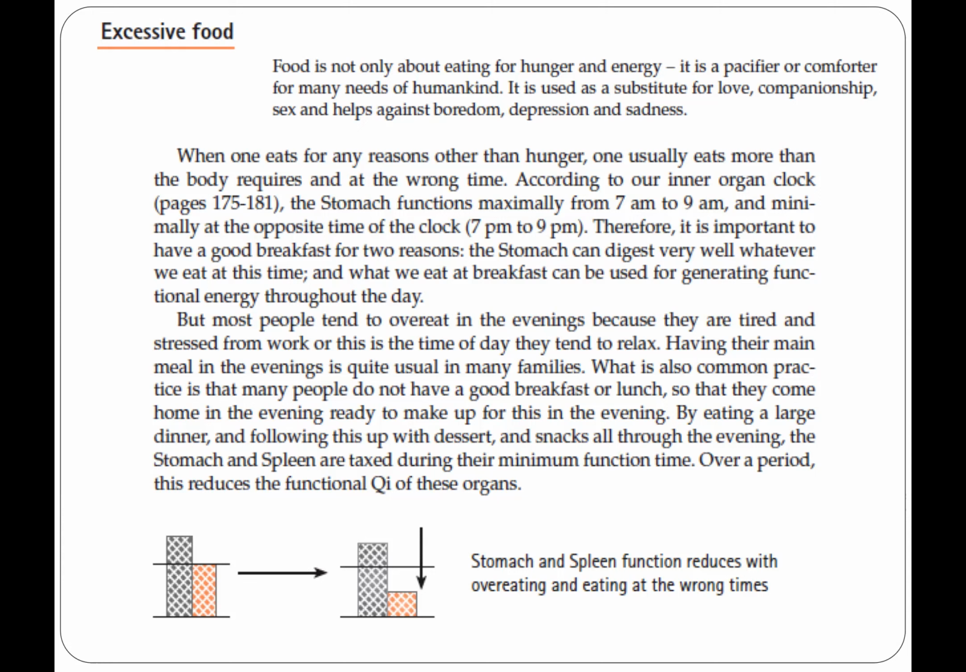What is also common practice is that many people do not have a good breakfast or lunch, so they come home in the evening ready to make up for this. By eating a large dinner and following this up with dessert and snacks all through the evening, the stomach and spleen are taxed during their minimum function time. Over a period, this reduces the functional chi of these organs. So stomach and spleen function reduces with overeating and eating at the wrong times.